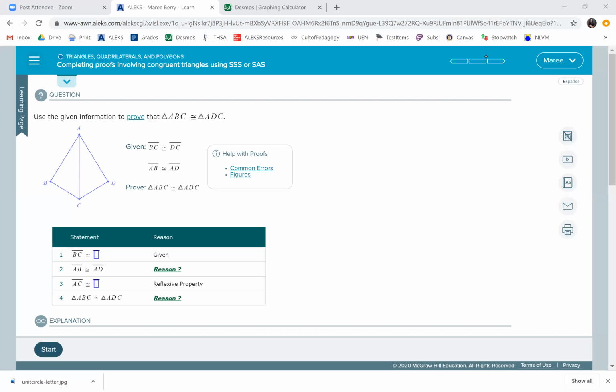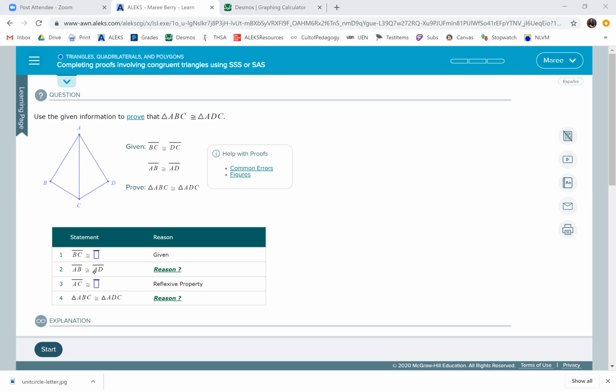So I'm really excited to do these proofs. We get to complete the proof. They already have part of it done, which is nice. So we can see that BC is congruent to what? It's given, so we just look up at the given. It's going to be DC. So we would type DC in here.